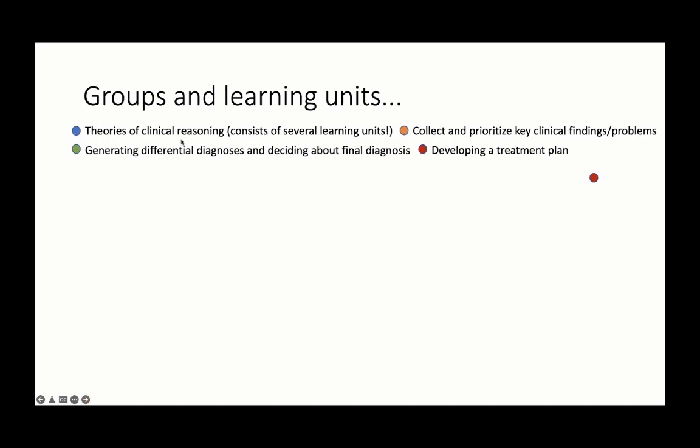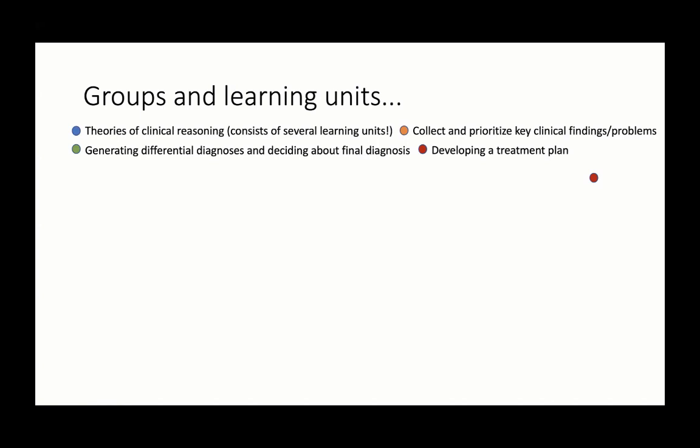Okay, groups and learning units. I know that several groups have already formed and that they have also chosen learning units. So from the topics I saw, we have kind of 4 learning units or themes. We have the theme of theories of clinical reasoning, which is not a learning unit itself. It consists of several learning units like the illness script, the OPT model, the dual processing. So this is, I think, 4 or 5 learning units.